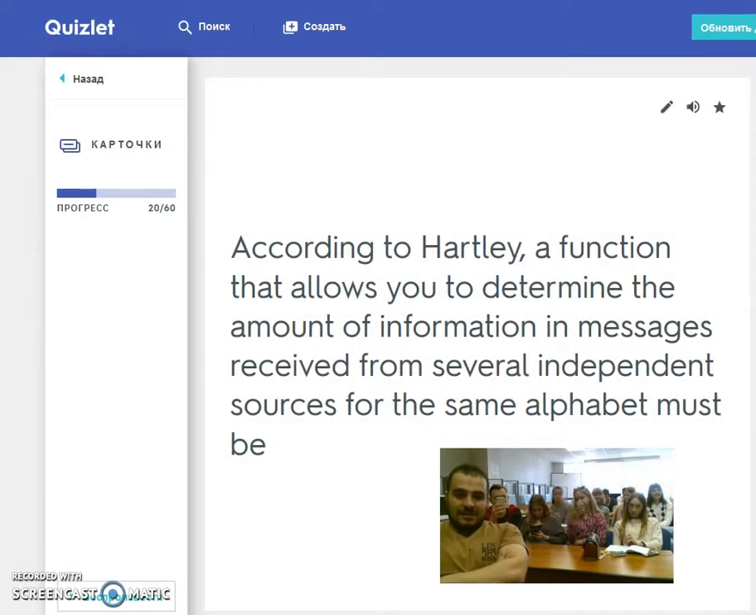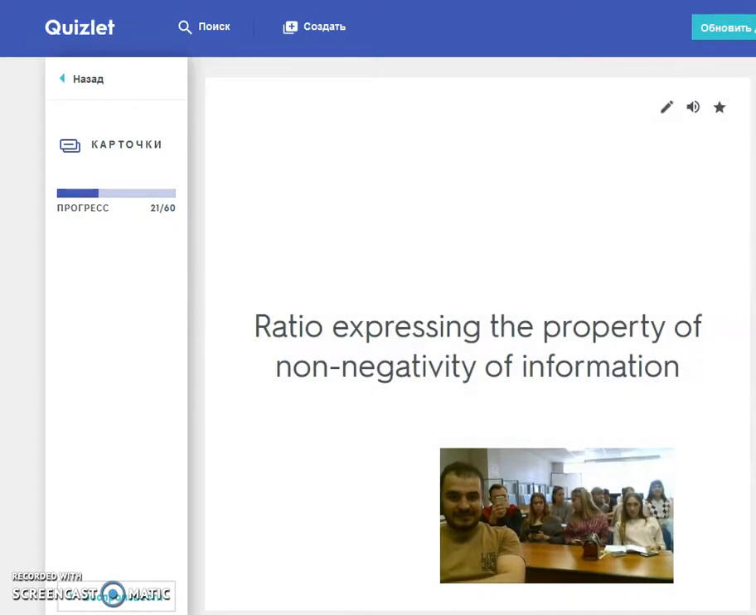According to Hartley, a function that allows you to determine the amount of information in a message received by several independent sources for the same alphabet must be equal to the amount of information contained in the message. This relation expresses the property of non-negativity of information.